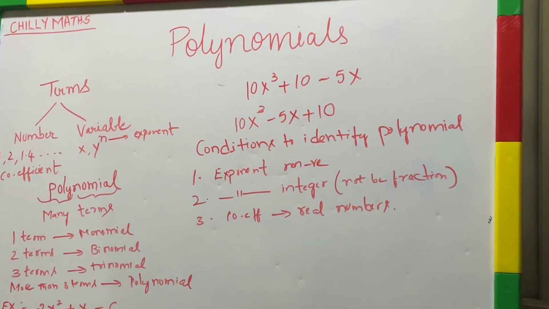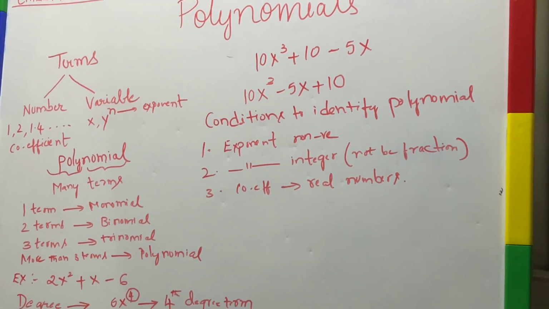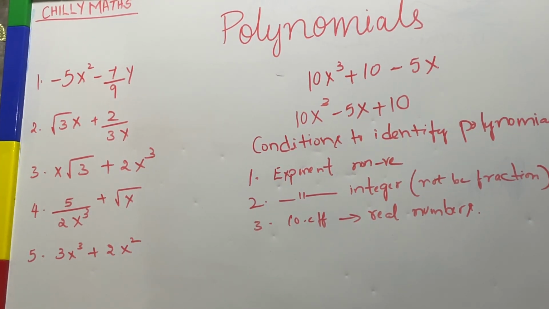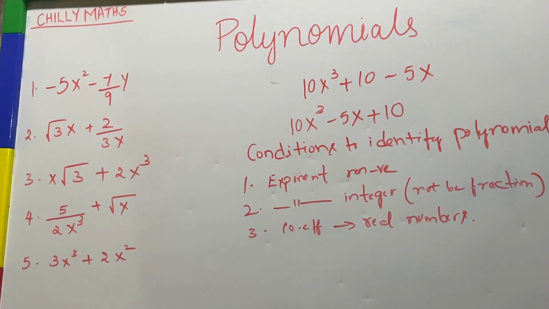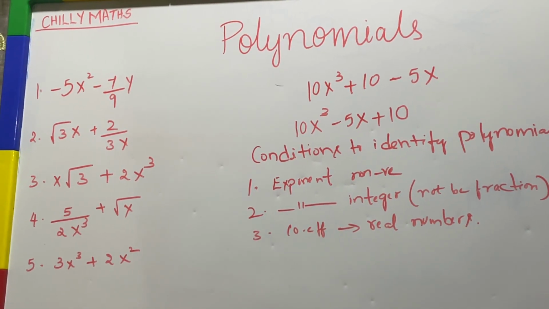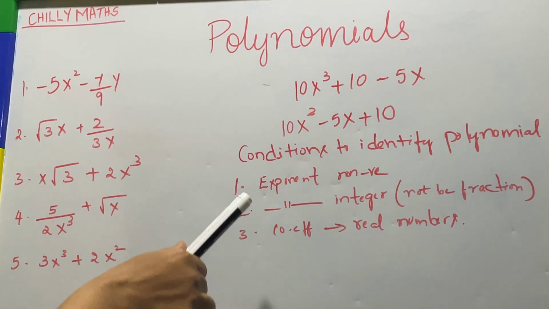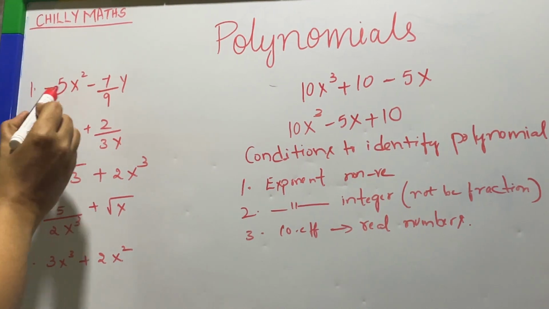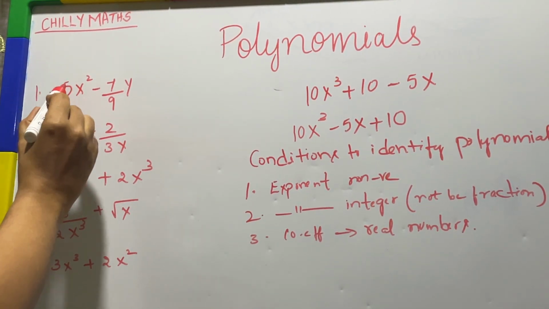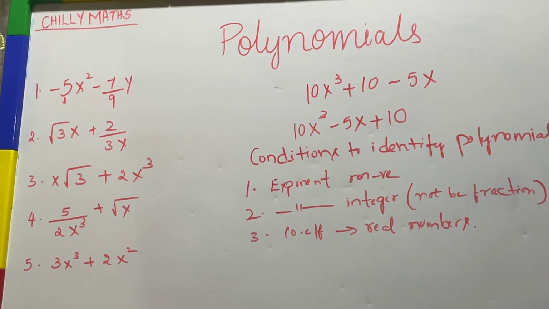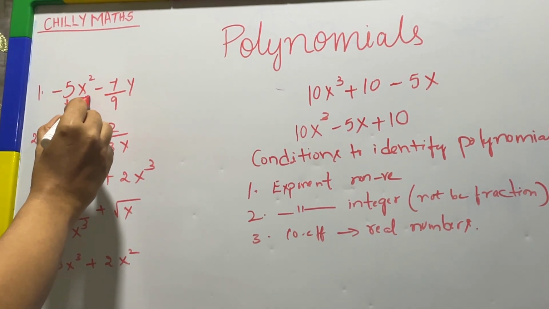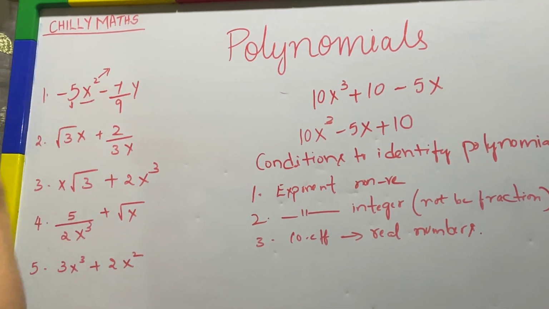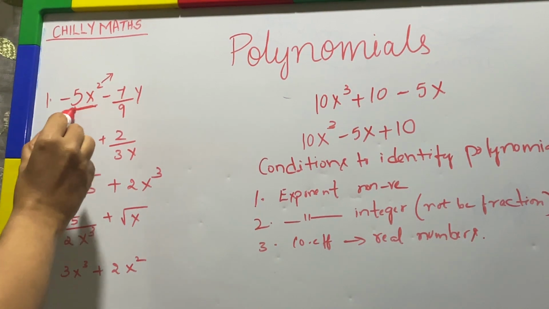So now I'll write down a few of the expressions and let's solve them one by one. Here I've written a few of the questions or expressions where we can try to understand whether the given expression is a polynomial or not. And also we can refer to the conditions to identify the polynomial on the right side. So let's take the first question. In the first term, it has a coefficient which is a real number, and it has a variable, and also the exponent is non-negative, and it is an integer. So this satisfies our condition.